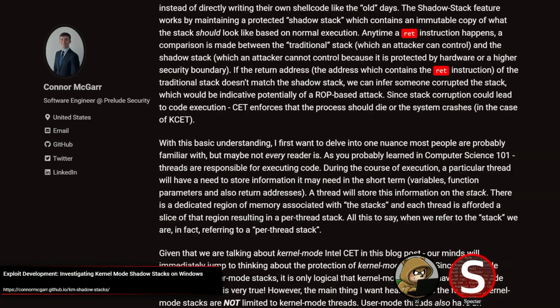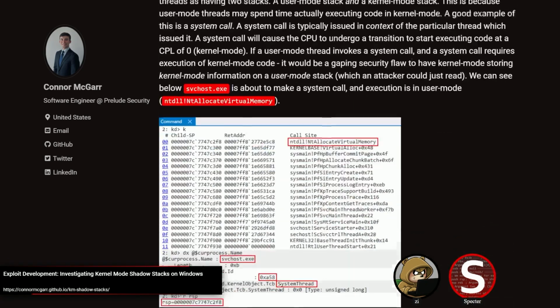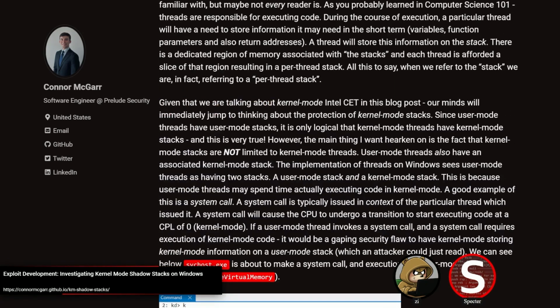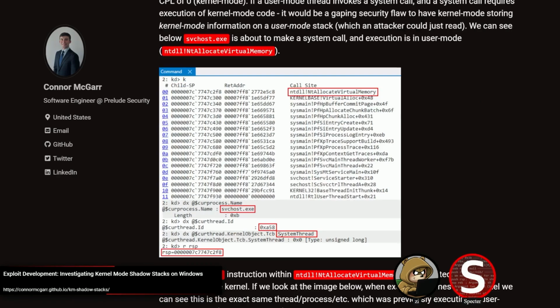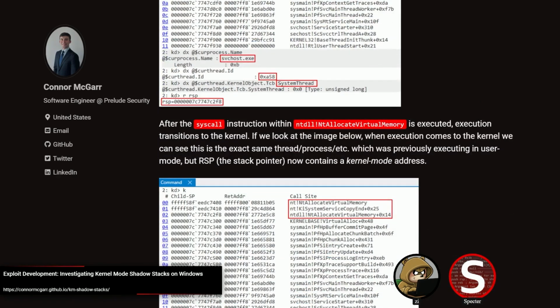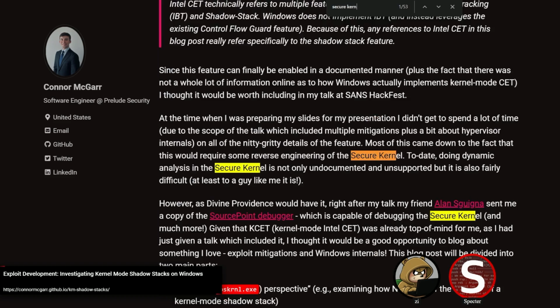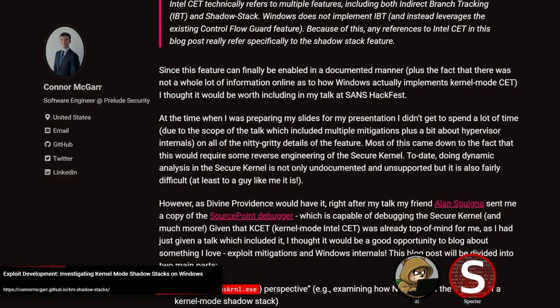So Connor McGarr wanted to see exactly how this is implemented in Windows. He looks at it from two angles, the NT kernel perspective and the secure kernel perspective. That's what I found interesting, that the secure kernel is involved in this process. So I started looking into thread creation code in the kernel, and yeah, Windows has some interplay with the shadow stacks and the secure kernel, or VTL1, at least for the kernel thread stacks.